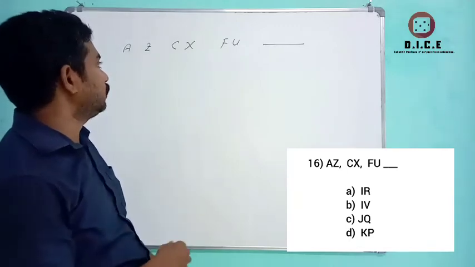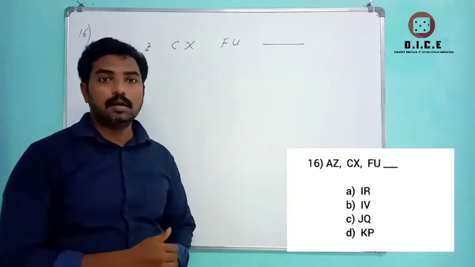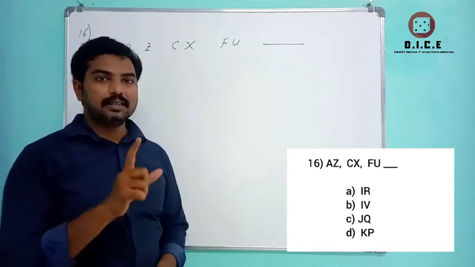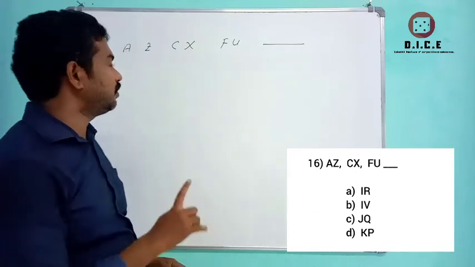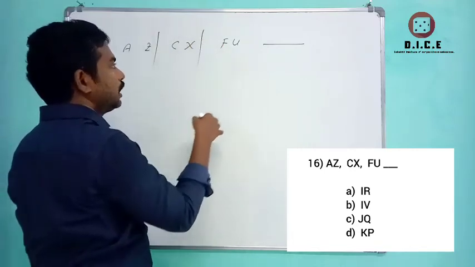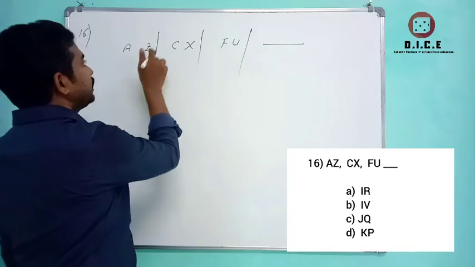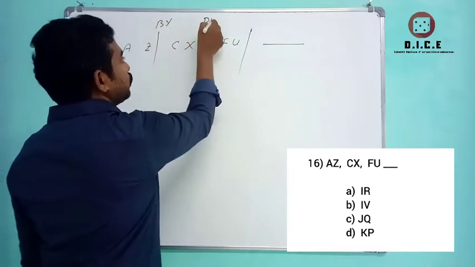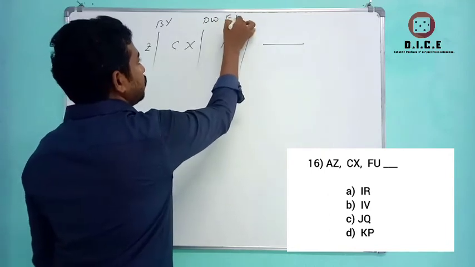By seeing the pattern, as I said in the lesson coding and decoding, that is pairing letters or opposite letters. That formula works out here, that theory works out here. AZ is a pair of opposite letters, CX, opposite letters, FU. But you see AZ, after AZ, BY should come. CX, after CX, DW should come. And next, EV should come.